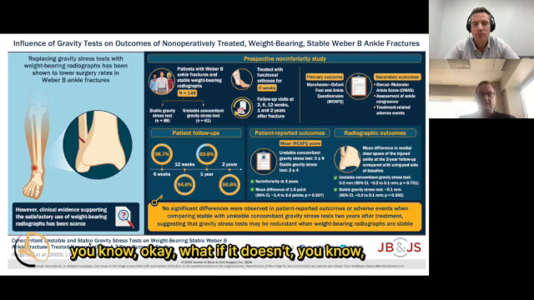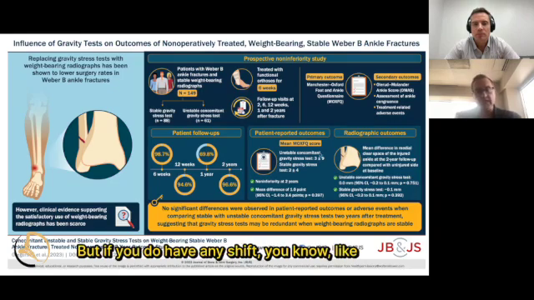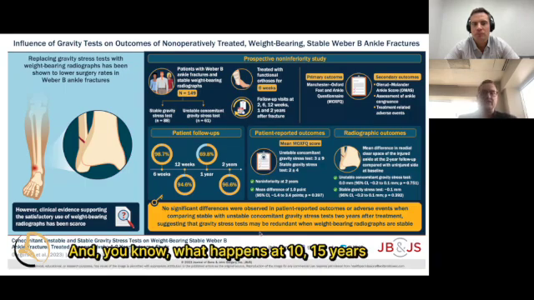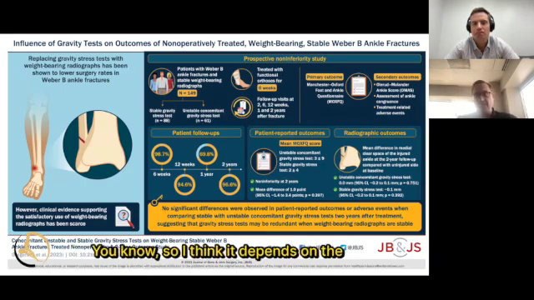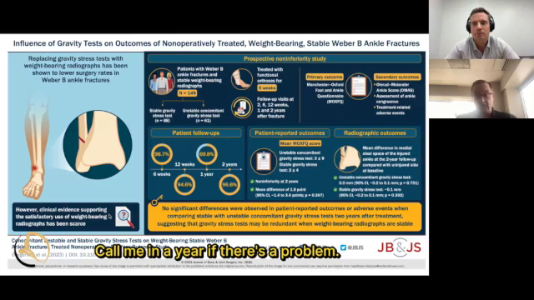Okay, what if it doesn't? I think they didn't have anybody actually who fell off the treatment arm, but if you do have any shift of the talus, we know those patients don't do as well, right? And what happens at 10, 15 years out, like you mentioned. So I think it depends on the patient, and if they're stable at 3 months, they still need to be checked, right? Yeah. I don't think it's one that I would discharge from my clinic, saying, oh, your ankle's stable, call me in a year if there's a problem.